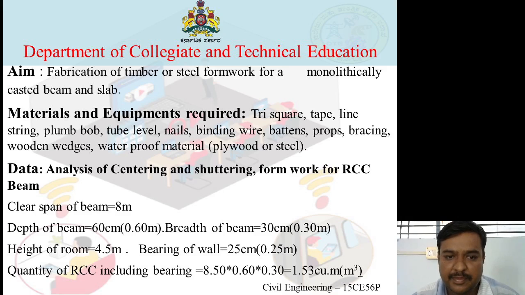Initially they are giving the beam data. The clear span of the beam is given as 8 meter, depth of the beam 0.6 meter, and breadth of the beam 30 centimeter, that is 0.3 meter. Height of the room 4.5 meter. Bearing of the wall 0.25 meter, and quantity of RCC including bearing, they multiply 8.5 into 0.6 into 0.3, including bearing 8.5. So it will be 1.53 cubic meter. ಇಷ್ಟು ಕ್ವಾಂಟಿಟಿನ ಅದು ಫಾರ್ಮರ್ಕ್ ಸಪೋರ್ಟ್ ಮಾಡಬೇಕು. ಸೊ ಅದು ಟೆಂಪ್ರರಿ ಸ್ಟ್ರಕ್ಚರ್. So this is the data of beam.